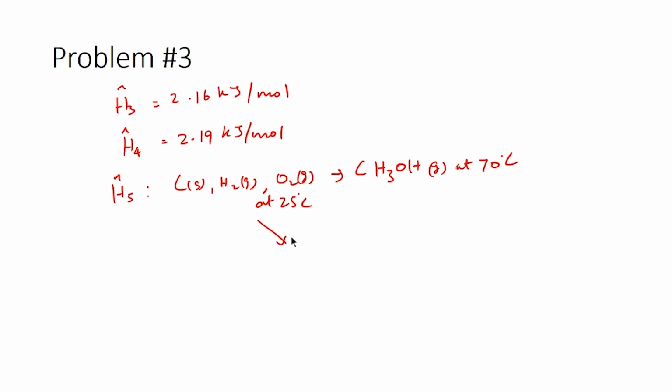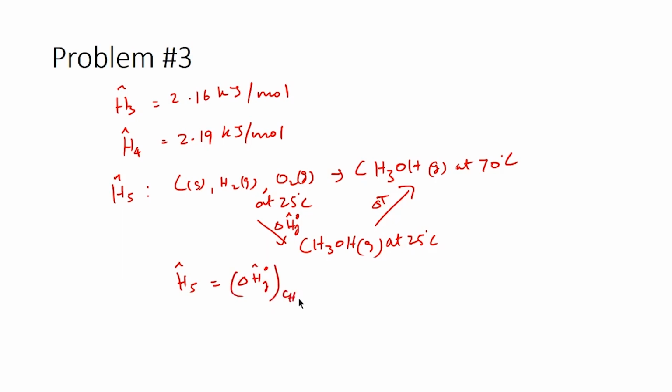So, the first step would be formation of methanol gas at 25 degrees Celsius, and then would be heating. So, in the initial step you would be looking at the standard heat of formation for methanol gas, and the second step is delta T. So, your H5 cap is actually equal to the standard heat of formation of methanol gas plus integral 25 to 100 Cp of methanol dT. You have to use the Cp of methanol gas and you will be able to perform this integration.